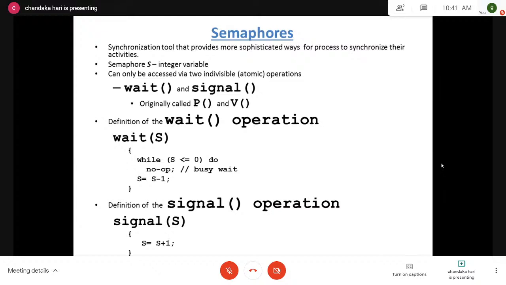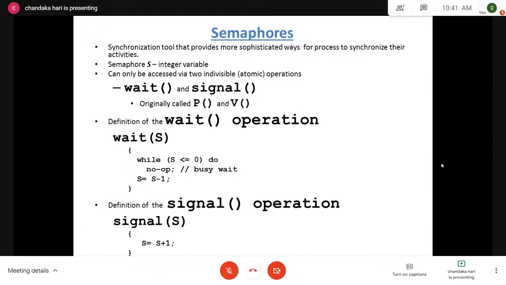Suppose the process has successfully completed its operation, then it issues a system call called signal. So what is that signal? Now the semaphore value is 0, and 0 plus 1 is 1. 1 indicates that the resource is now idle. Now anyone can use it. This is the simple logic of how they have been implemented.